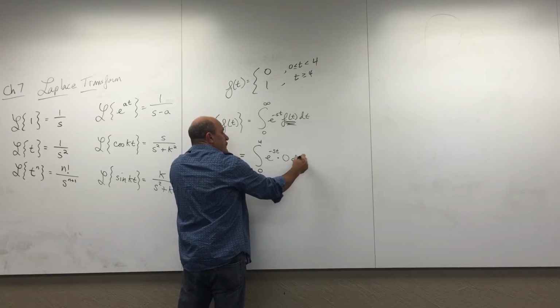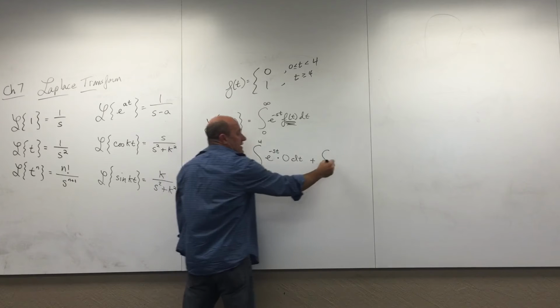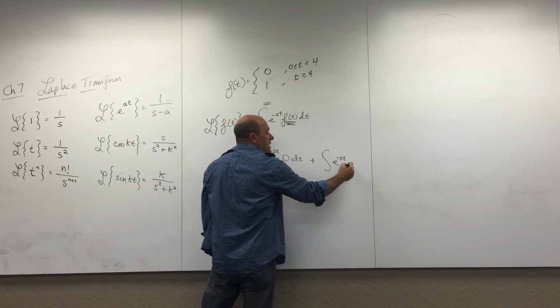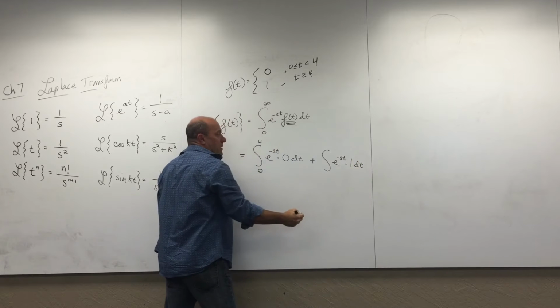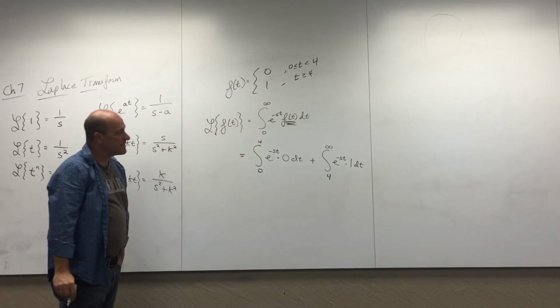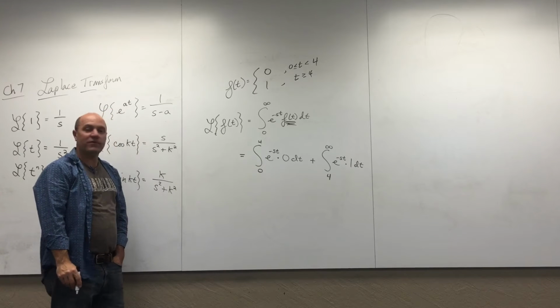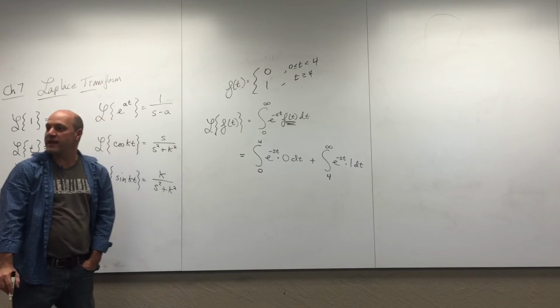dt plus, and then I'm going to do this other guy, e to the negative st times 1 dt, and I'm going to do him from 4 to infinity. I wonder how this is going to work. I'm not sure if I made up a good problem or not. Anyway, let's see what happens.